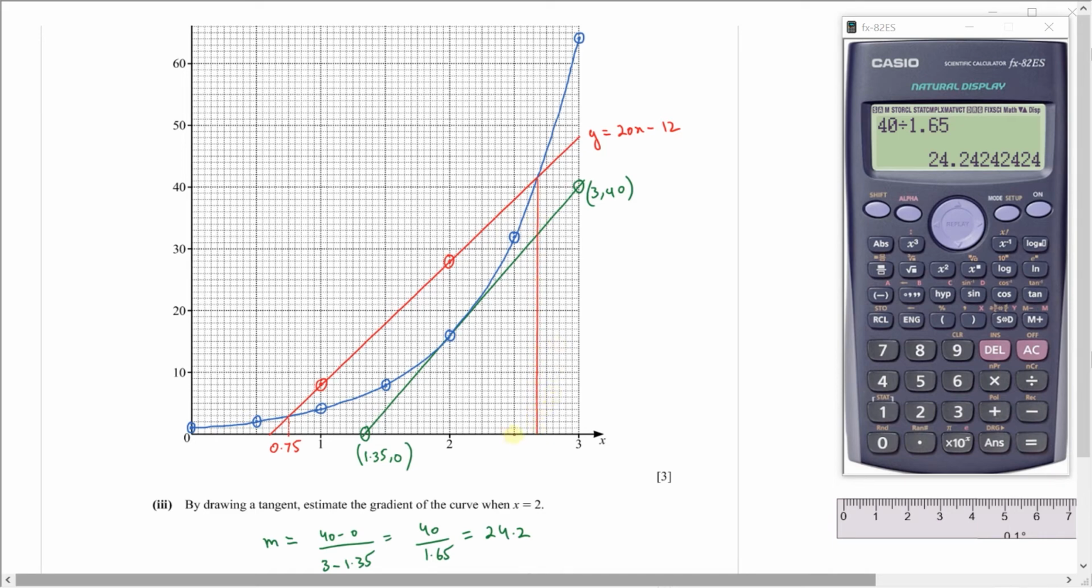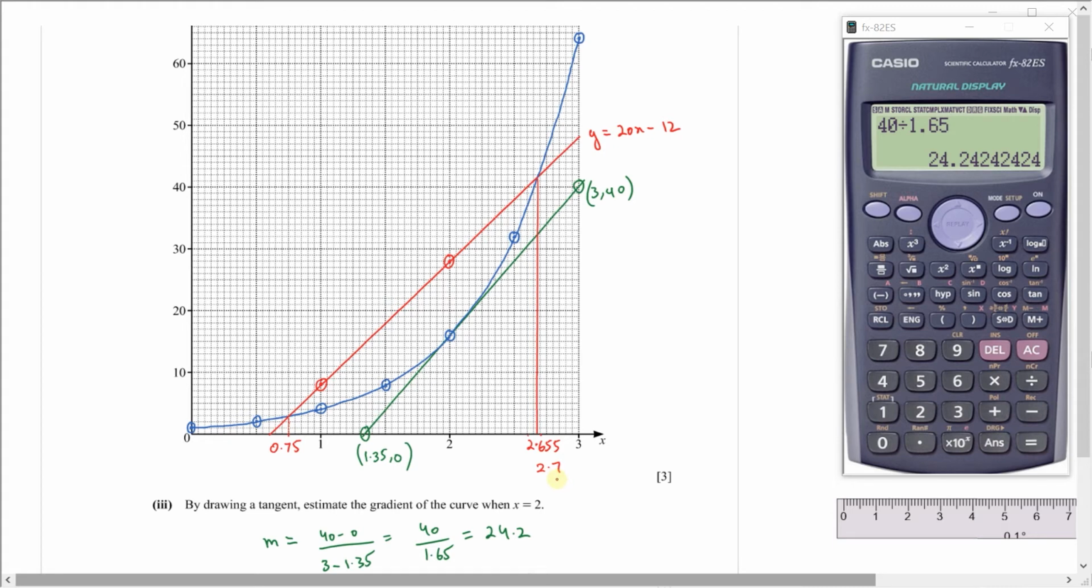So this is 2.5, 2.6, 2.65, 2.7. So we can call this 2.655, right in the middle of 2.6 and 2.7. So this is 2.65, so this is 2.655. So I can round it up to 2.7.